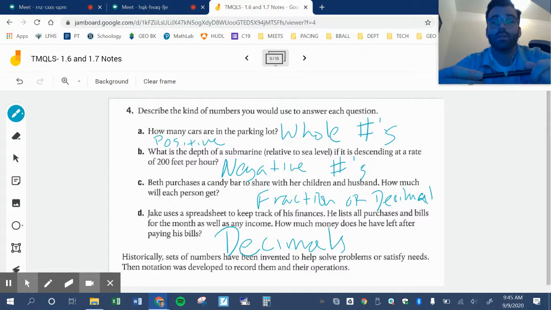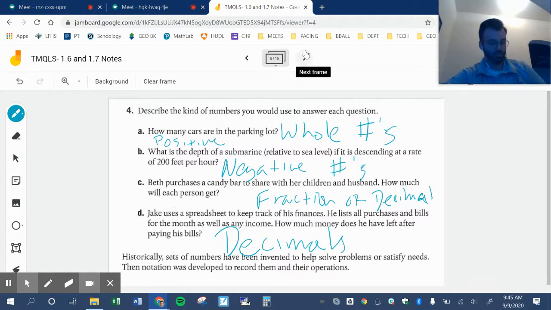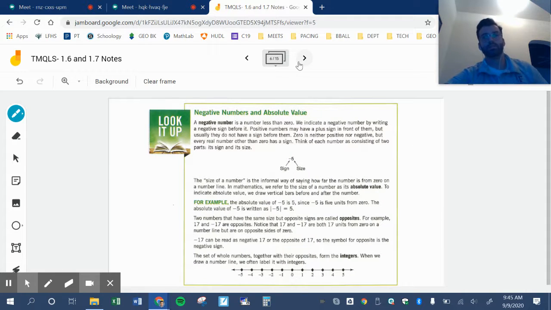Historically, sets of numbers, because money comes in decimals, right? Sets of numbers have been invented to help solve problems or satisfy needs. The notation was developed to record their operations. All right, so this is just a little bit about negative numbers. We know what negative numbers are. You've talked about negative numbers.